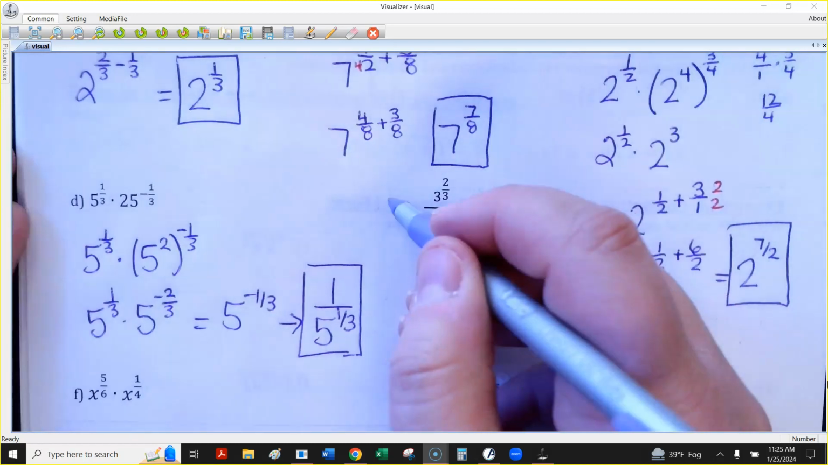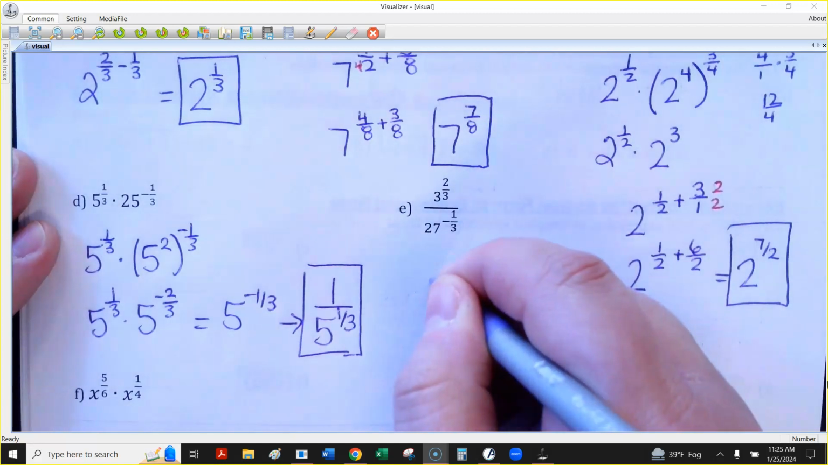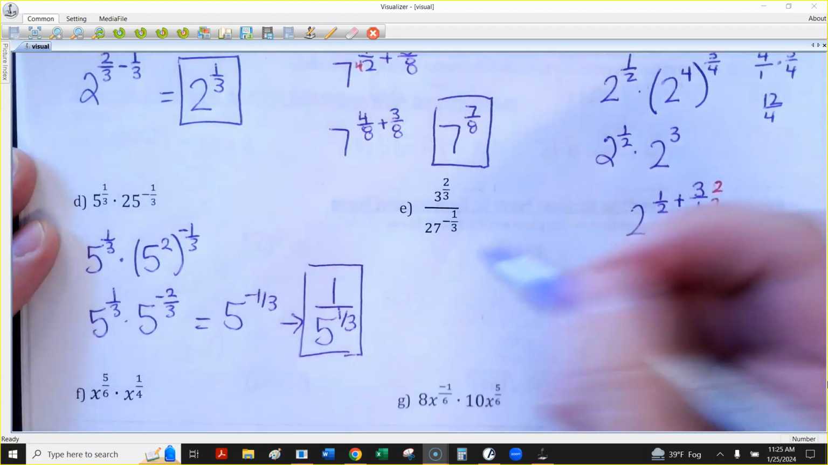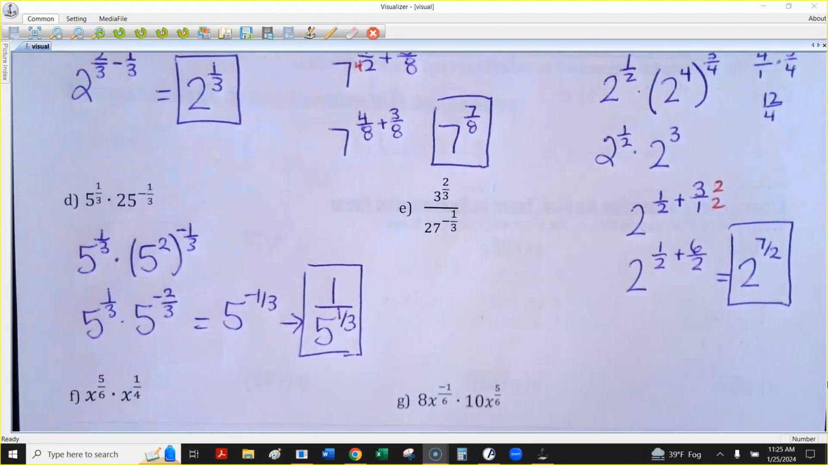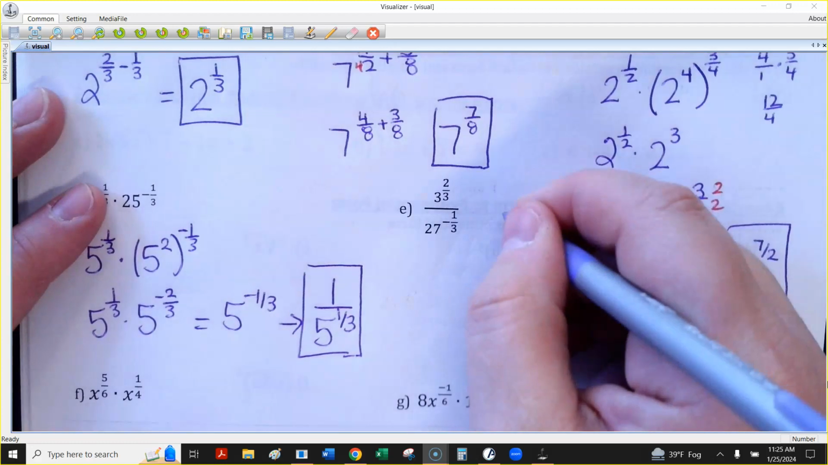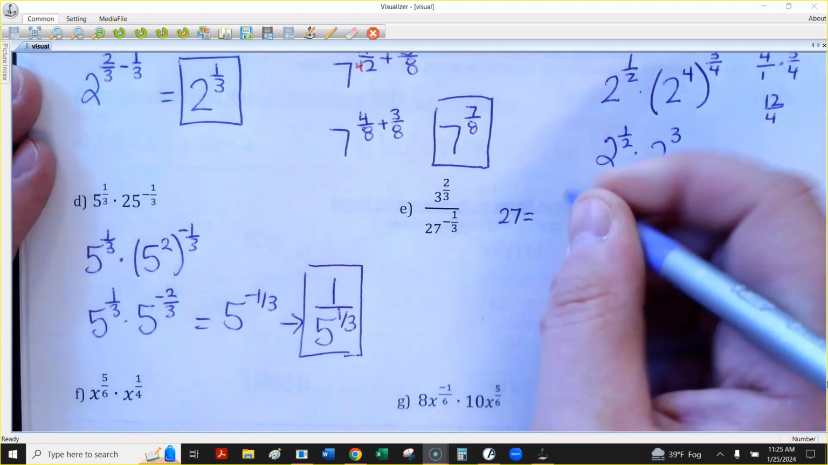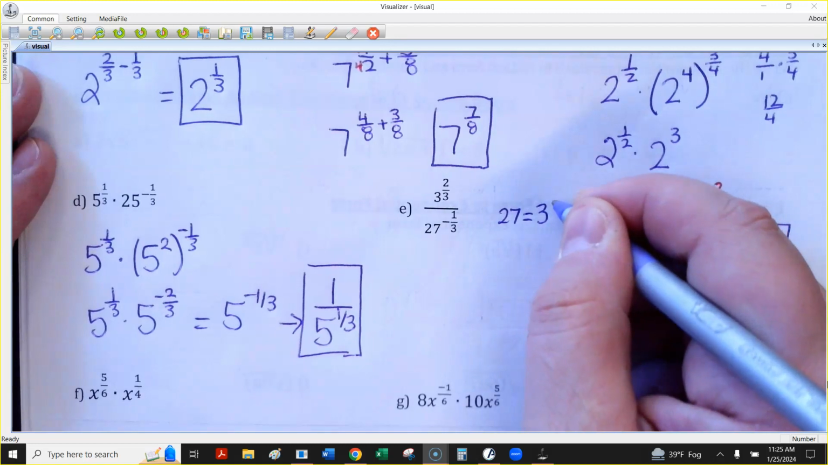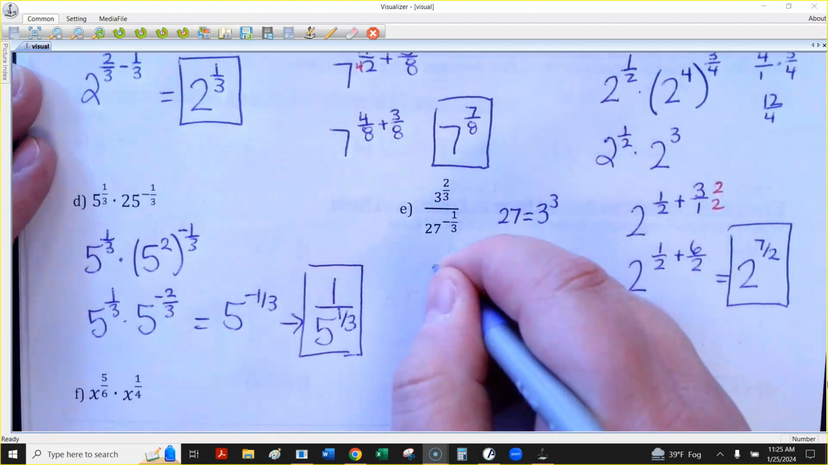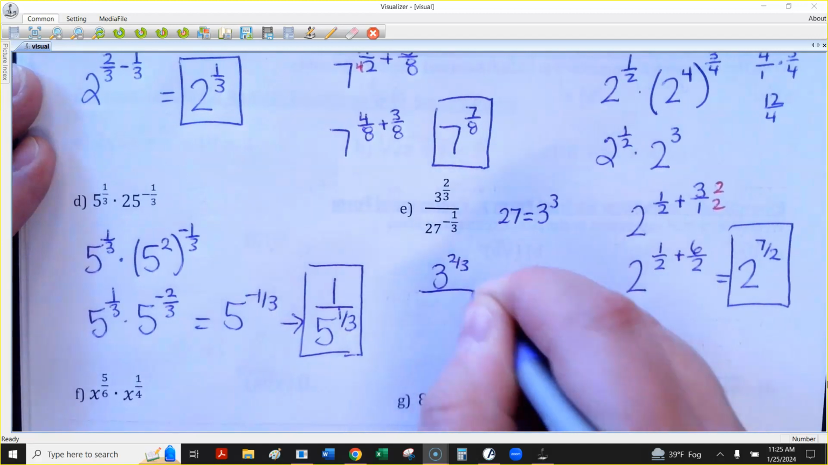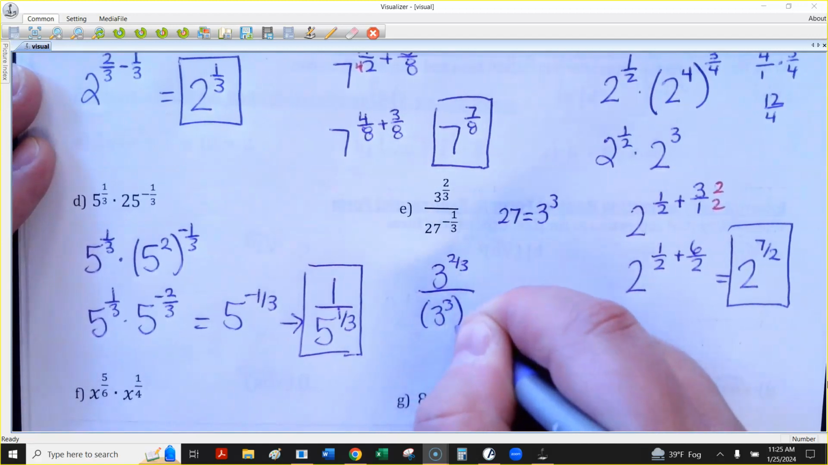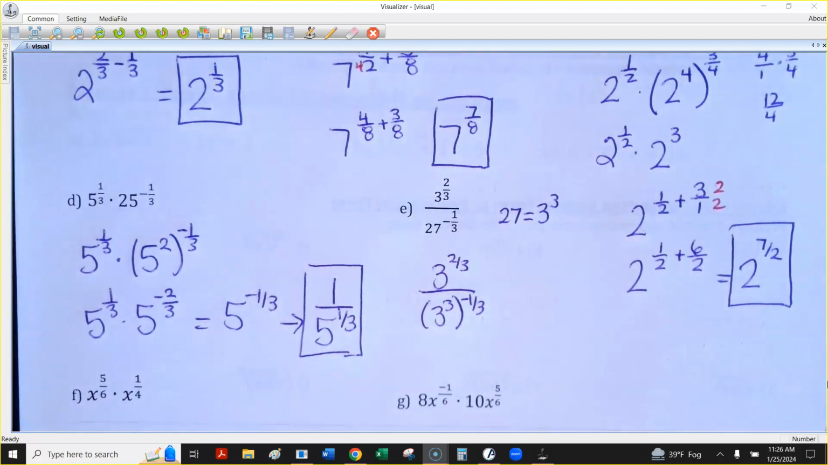With the variables, it's actually not as bad. All right, so this is a situation where I need to create a like base again. So I have a 3 on the top and I have a 27 on the bottom. Can anybody think of a way to rewrite 27 as 3 to a power? I won't give you anything that's not on that little yellow card. 27 is 3 to what power? 3 to the 3rd. Okay, so here's what I'm going to do. I have 3 to the 2/3 power. 27 is really 3 to the 3rd. And then that's to the negative 1/3 power.